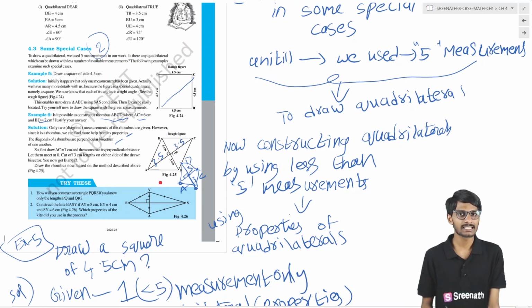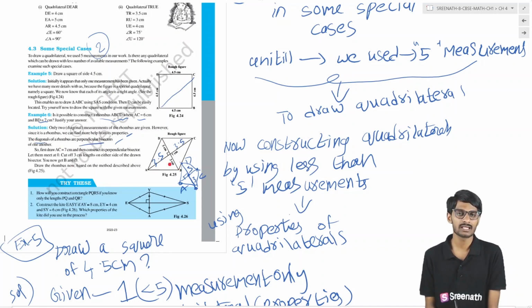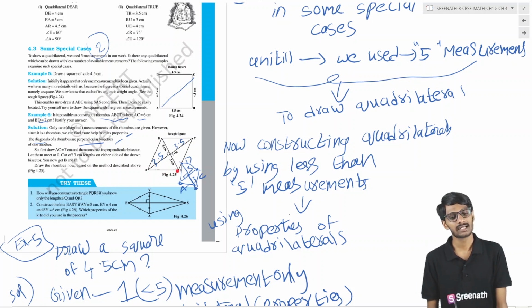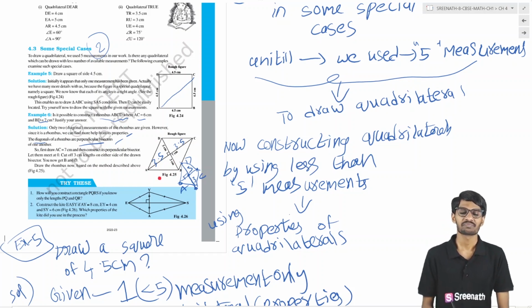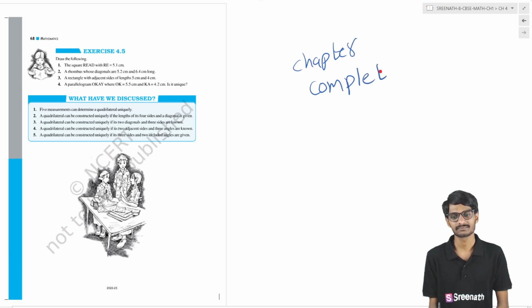So how are you getting this? Basically he has given only two distances, but using the properties. What are the properties? The diagonals of the rhombus are perpendicular bisectors. So he has given the diagonals, these are perpendicular bisectors, and you know their values. So finally by using this you can complete it, students. So finally our chapter is completed. Chapter completed.